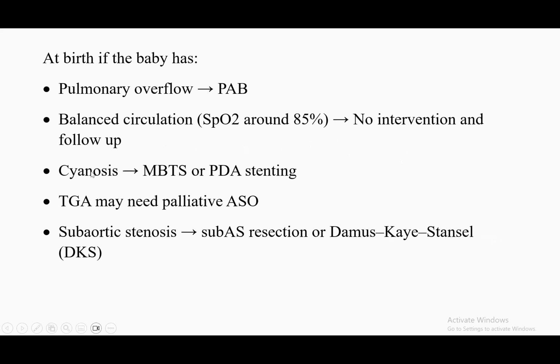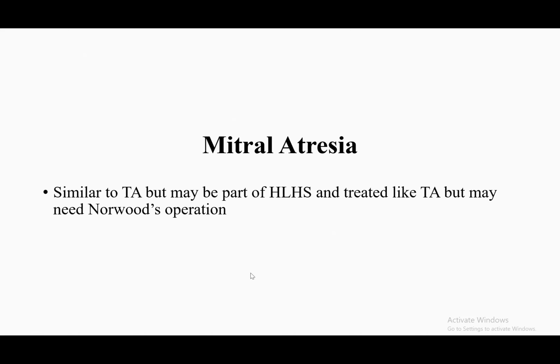At birth, the same. If the patient has pulmonary overflow, we need a band. If balanced, nothing will be done. If cyanotic, we need an intervention with a stent. If TGA, we need a switch. If subaortic stenosis, we need a DKS. Mitral atresia is similar to tricuspid atresia, but may be part of hypoplastic left heart syndrome and treated like tricuspid atresia, but may need a Norwood procedure.